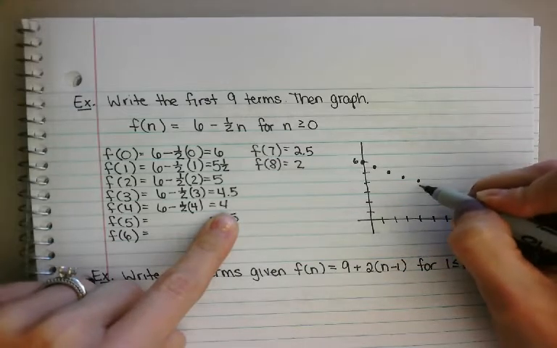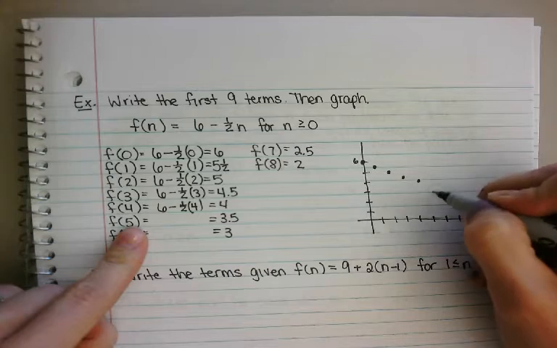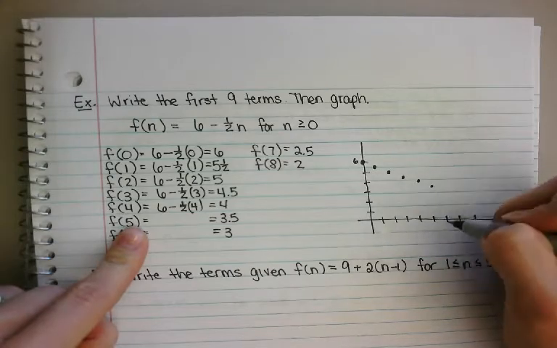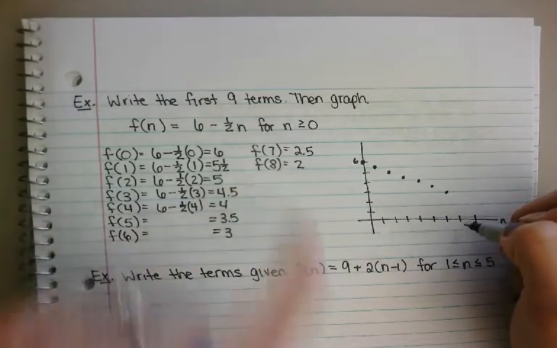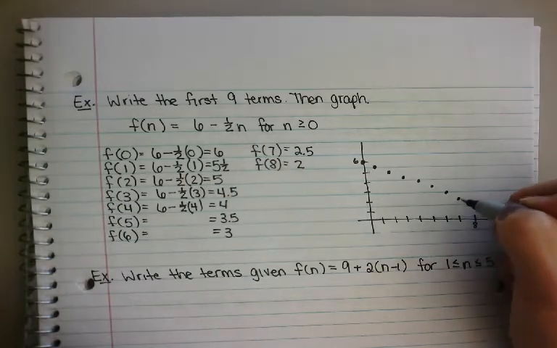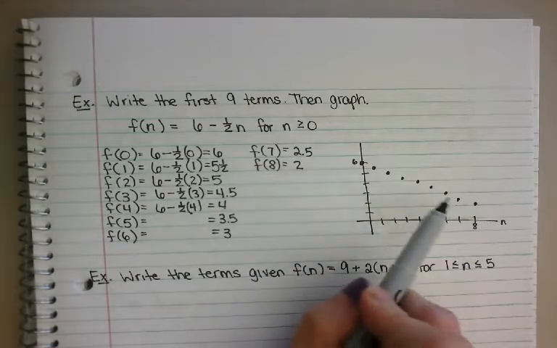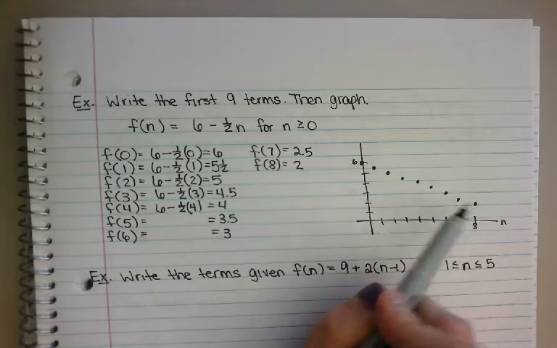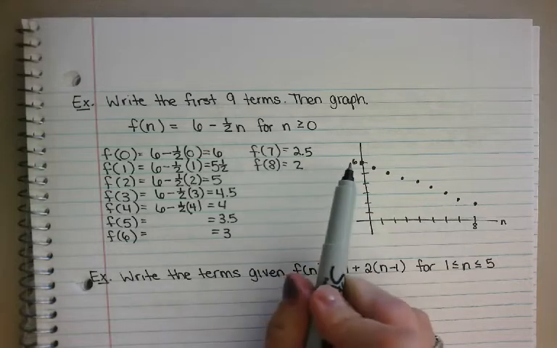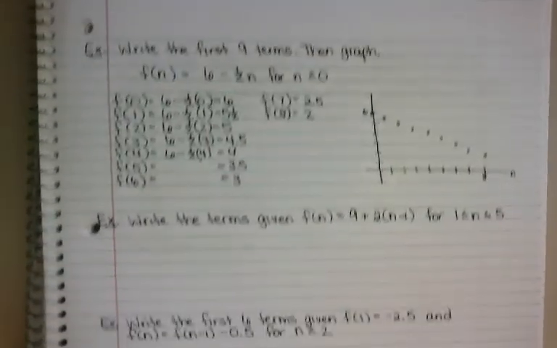And then we're going down 1/2. Okay, so then at 5, we're up at 3.5. 6, we're at 3. At 7, we're at 2.5. And then at 8, we're up at 2. Remember, this should be discrete, so we're not going to connect it. And it should look linear. Mine's a little bit off just because I didn't equally space it. But arithmetic should look like a discrete linear function.